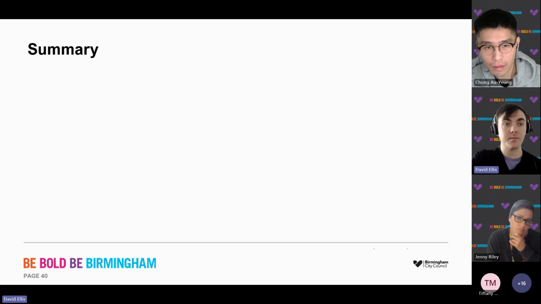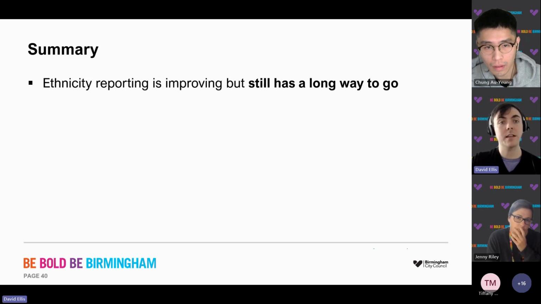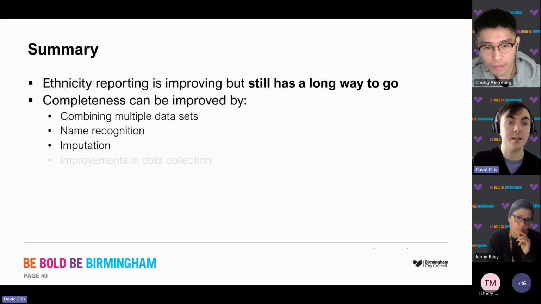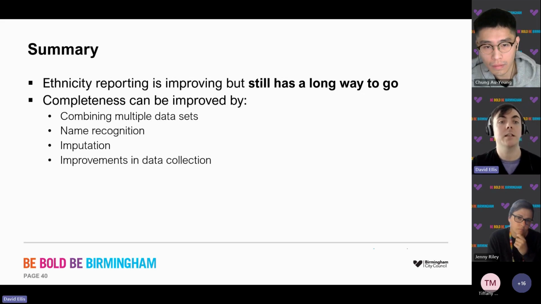So to summarize, we saw earlier from Chung that ethnicity reporting is improving, but still has a long way to go, particularly the community services dataset. There are large amounts of unknown ethnicities. There are a number of methods to improve completeness, such as combining multiple datasets, name recognition software, imputation, and improvements in data collection.